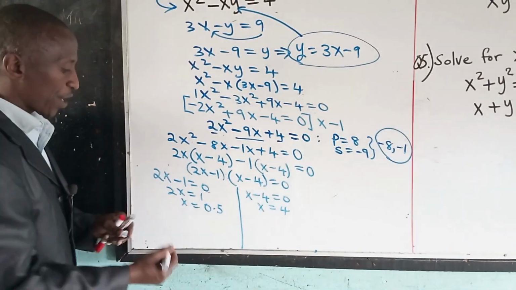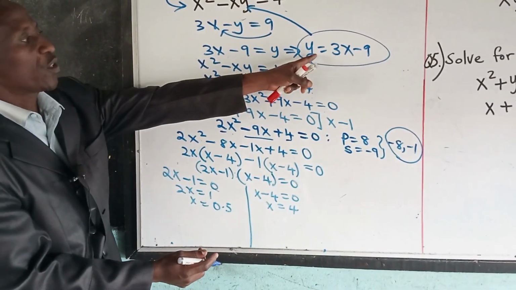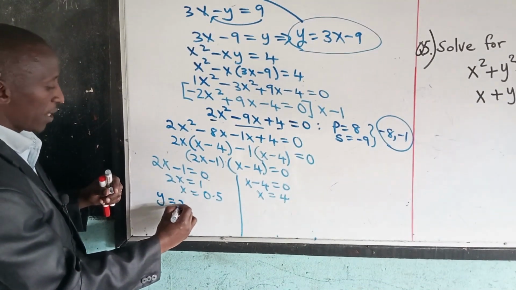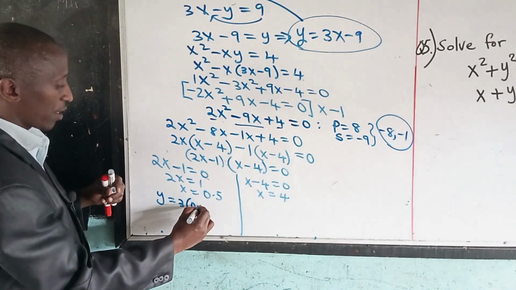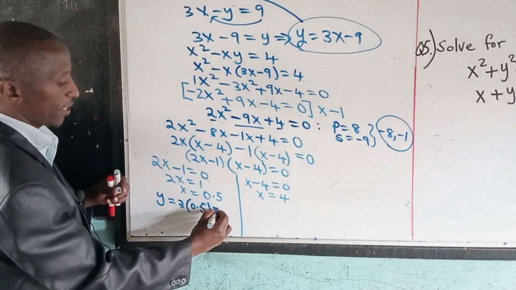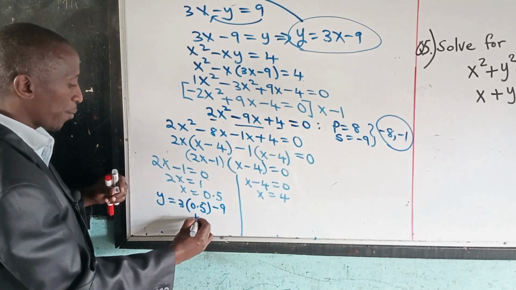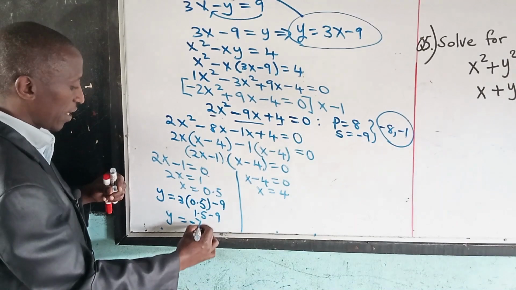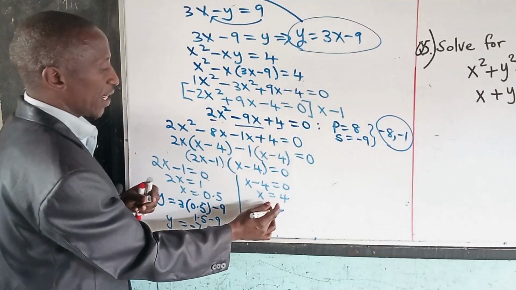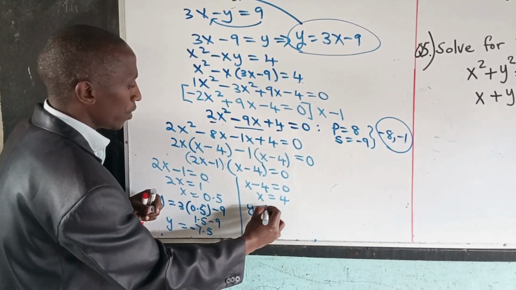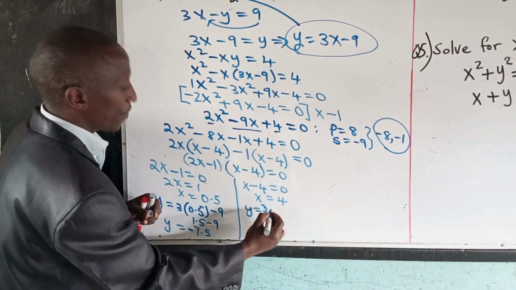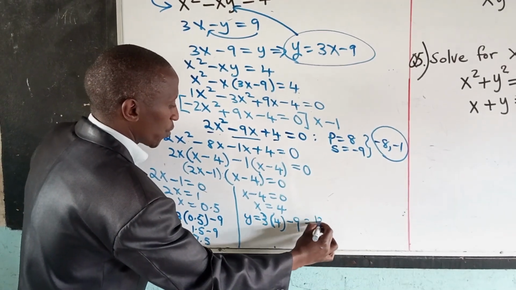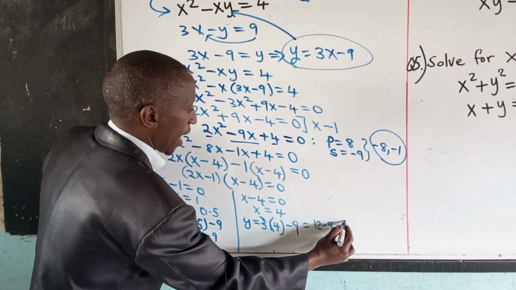Now we need to look for the value of y in each case. We substitute that value here, and we get that y is obtained by multiplying 0.5, our value for x, then subtract 9. So this comes to be 1.5 minus 9, and you get y to be negative 7.5. Alongside here, we also get y to be equal to 3. The x value is 4, times 3, minus 9. That is equivalent to 12 minus 9, and that gives us a 3.